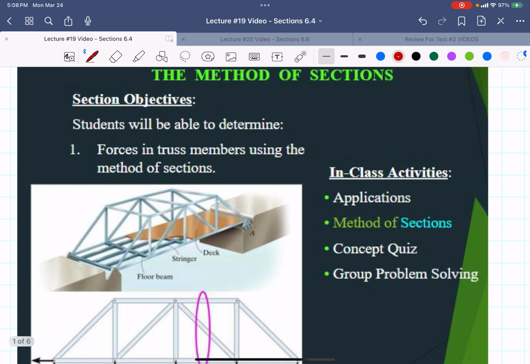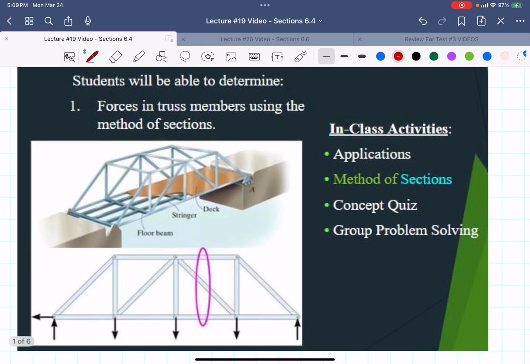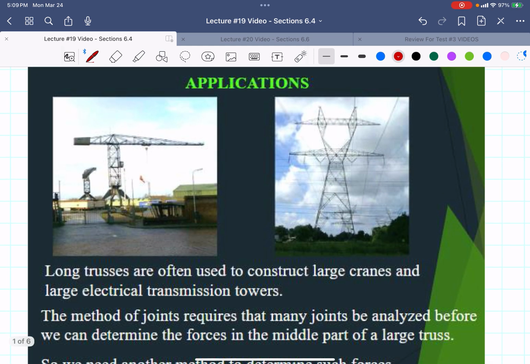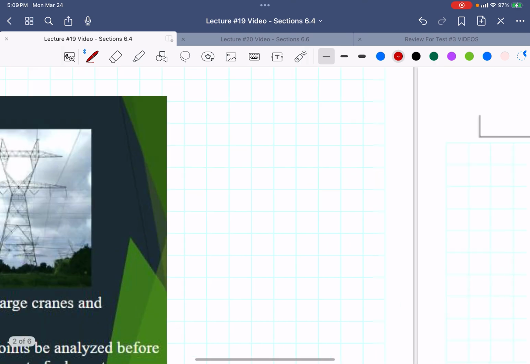So in the method of sections, by the time we're done with this lecture, you should be able to calculate the forces in the truss members using the method of sections, which is a little bit different than the method of joints that we learned last time. Similarly, in applications, in large trusses, the only reason you might not want to use the method of joints is because there are so many joints in a large truss, and sometimes you only need to analyze fewer members. So the method of sections gives us a way to do not quite every joint and just certain forces that we might be solving for.